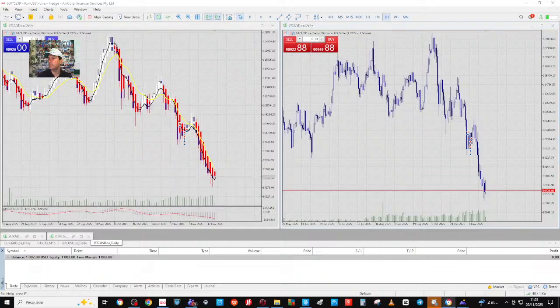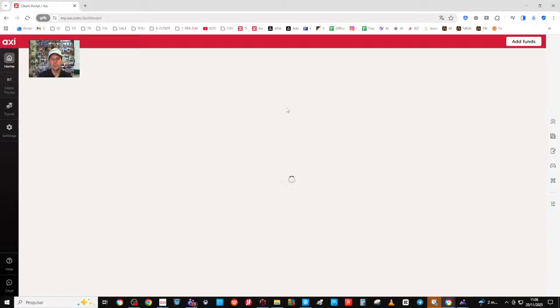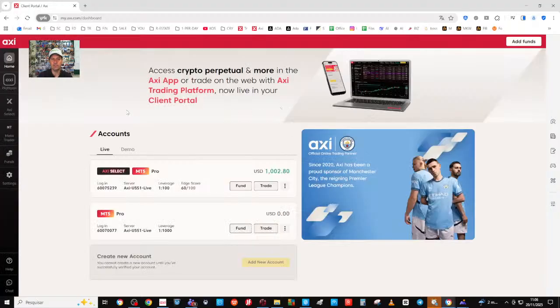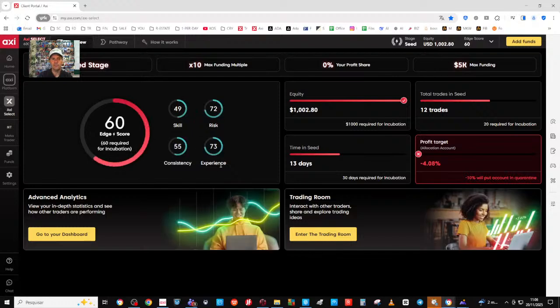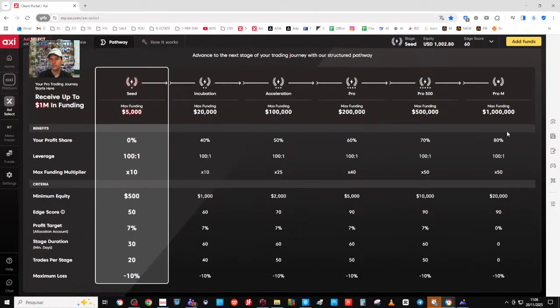And by the way, this is the dashboard. Give me a second, everybody. That's the dashboard. We're testing Axie as a partner. Okay, let's go to Axie Select. So Heraldo has 60. Now Heraldo must make only 7%. You know, Heraldo must recover. See, everybody here, maximum funding $1 million.